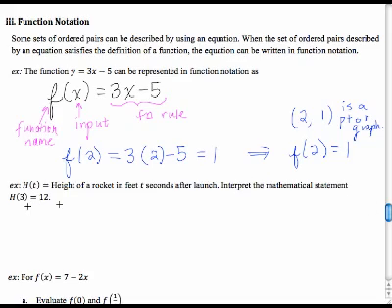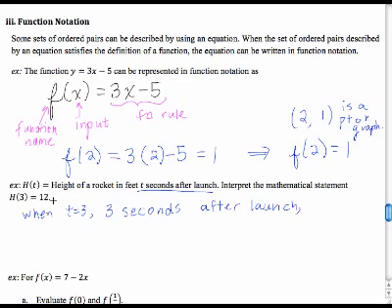Okay, this means h of 3 equals 12. This is your input, so notice in the function definition, t is the input. So this means when t is 3, which means if t is the number of seconds after launch, that means 3 seconds after launch. Well, h of t equals the height of the rocket in feet. So if h of 3 equals 12, that means the rocket is 12 feet up.